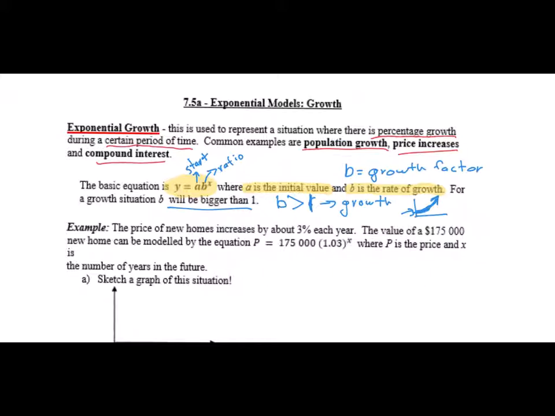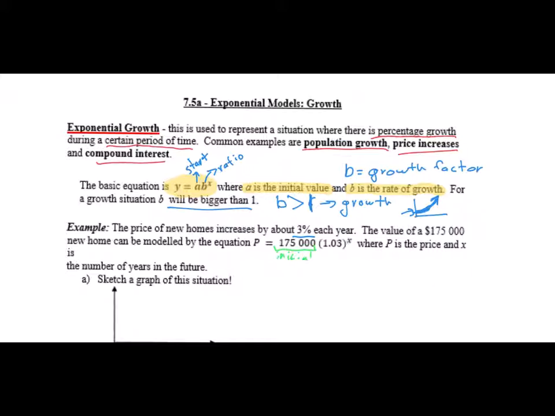Now let's take a look at this problem. The price of new homes increases at about 3% each year. The value of a $175,000 new home can be modeled by P equals 175,000 bracket 1.03 to the x. This green part here represents the initial amount. The initial amount is always the a value that we started with, otherwise known as the start value.